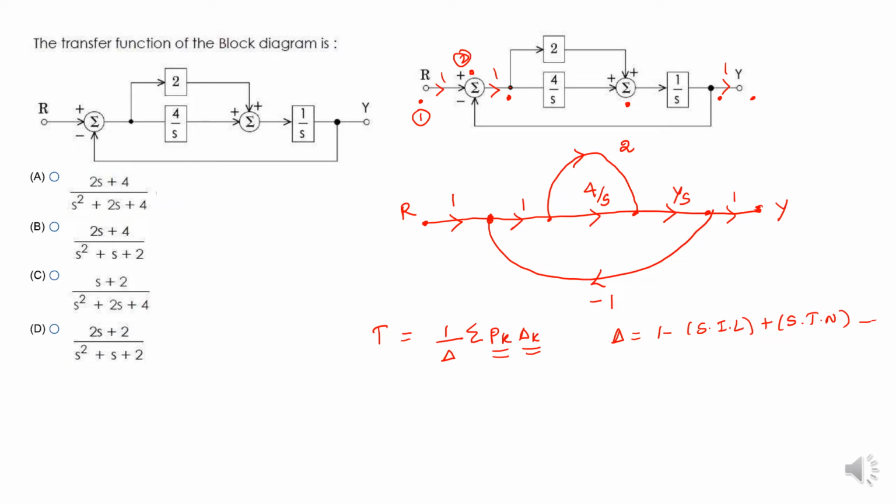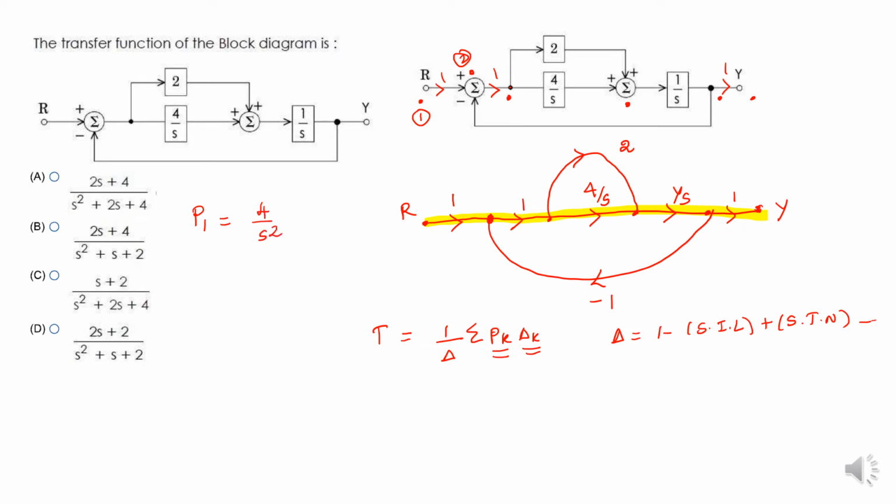First of all, I am going to find the number of forward paths. A forward path is the path between input and output. So this is one of the forward paths. First I am going to write the equation of the forward path, that is P1. P1 is 4 by S into 1 by S, which is 4 by S square.